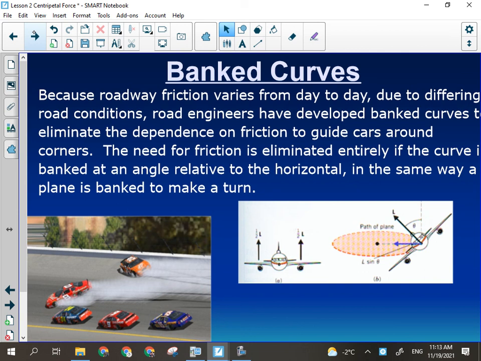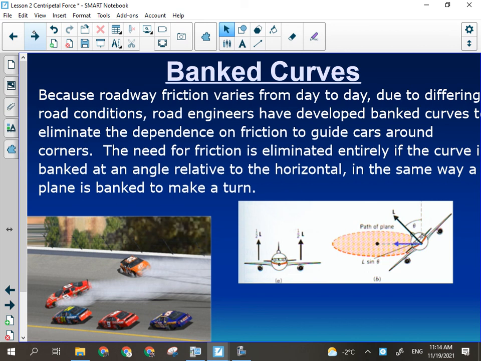So this is what I was talking about. When we bank a plane, the lift from the wings now has a horizontal component that's directed towards the center, and a vertical component that no longer balances gravity, so the plane descends. The same is true on a banked corner. As soon as we bank the corner, the normal force pushes a little bit towards the center of the corner. If we design a banked corner properly, we can eliminate the need for friction.